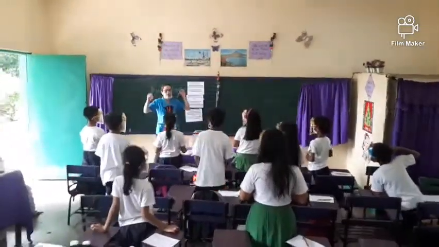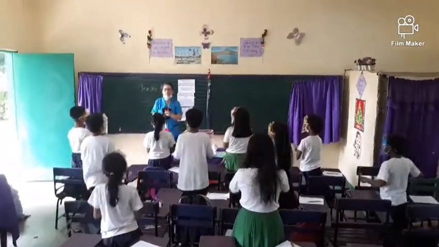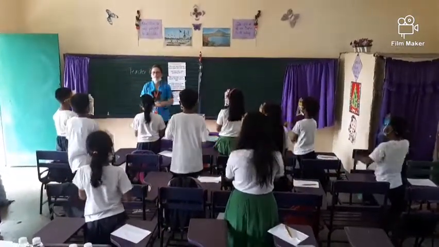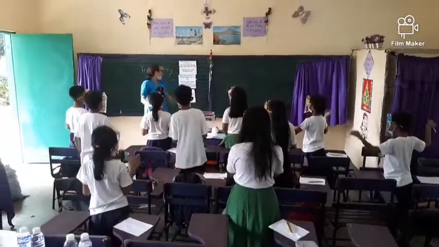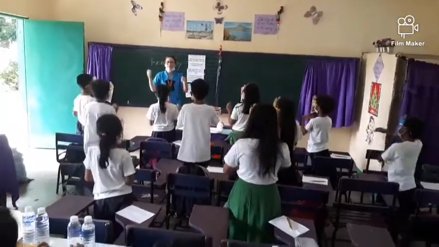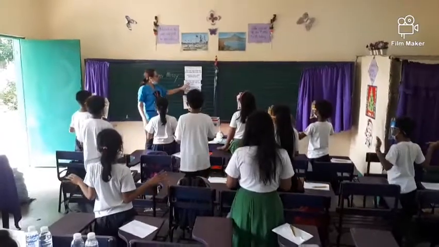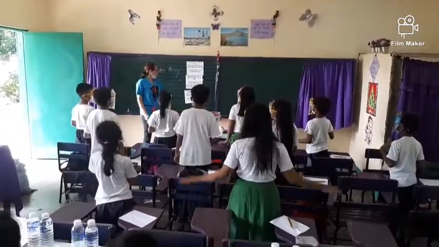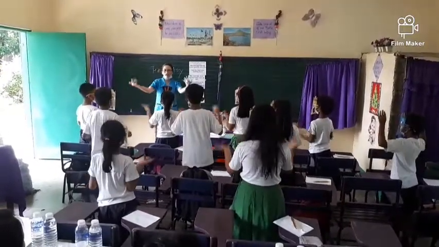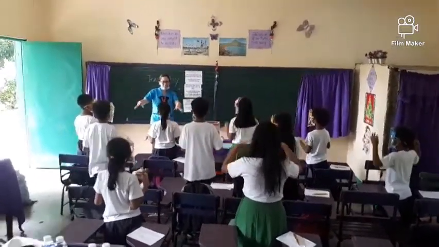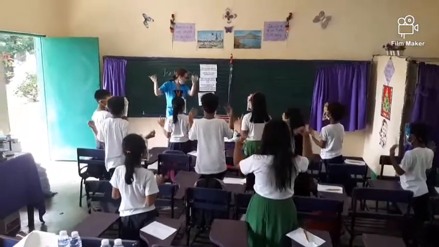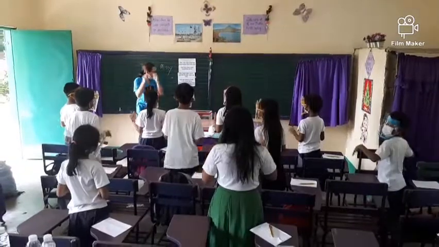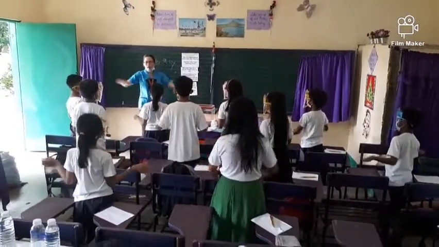Okay, ready? The foolish man built his house upon the sand. The foolish man built his house upon the sand. The foolish man built his house upon the sand, and the rains came tumbling down. The rains came down, and the floods came up. The rains fell down, and the floods came up. The rains came down, and the floods came up. And the houses went a smash.